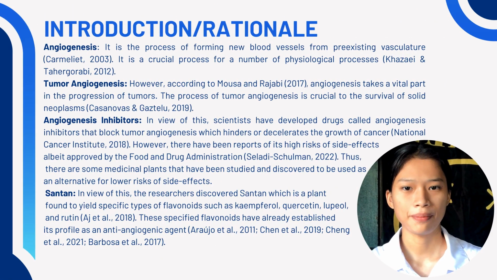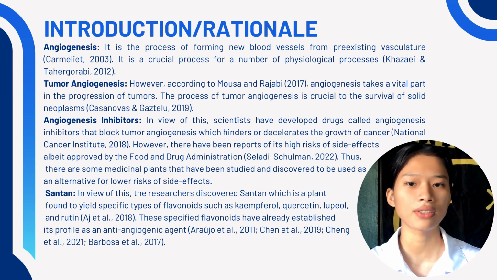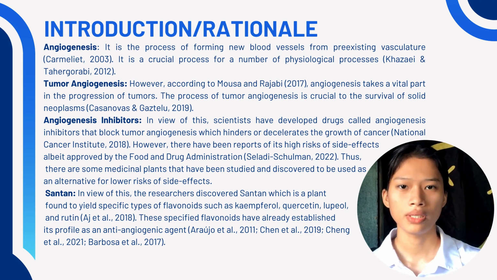Angiogenesis is a process of forming new blood vessels from pre-existing vasculature, Carmeliet 2003. It is a crucial process for a number of physiological processes, including the growth, healing, and function of the female reproductive system. However, according to Musa and Rahabi 2017, angiogenesis takes a vital part in the progression of tumors. The process of tumor angiogenesis is crucial to the survival of solid neoplasm, Casanova and Gasselu 2019.